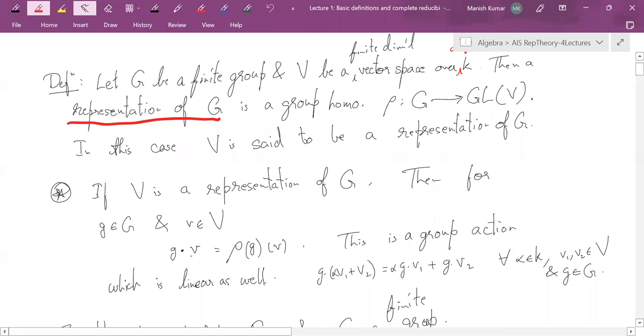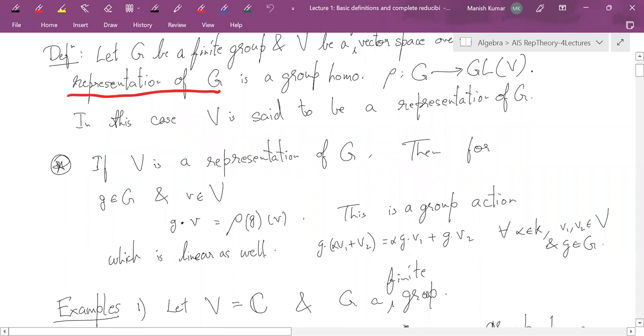This G dot V defines a bijection of V, and that bijection is linear. So rho(G) is going to lie in GL. So these two are equivalent. I hope this is clear, that these two are equivalent. So that's the definition of a representation.